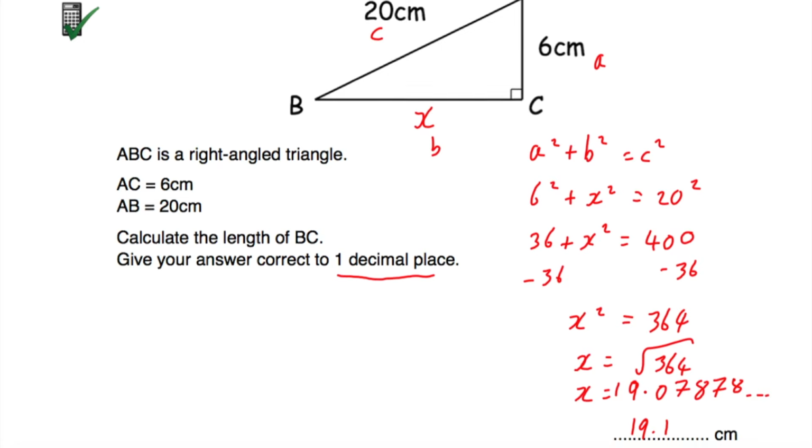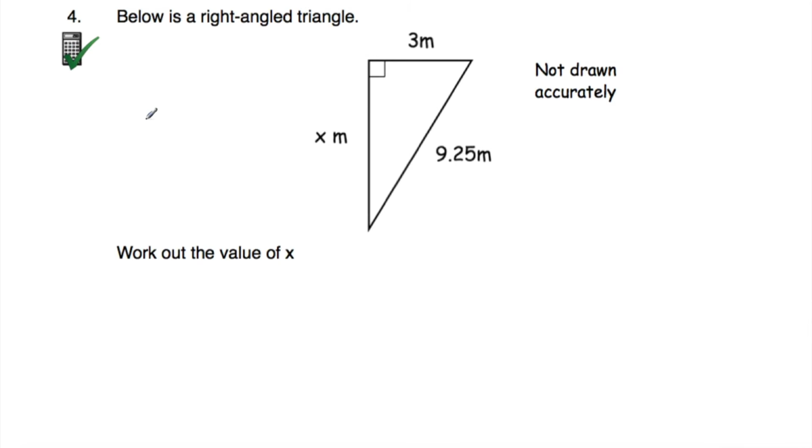And that's it. Okay, let's have a look at our next question, question number 4. We've got this right angle triangle, and we've got the lengths of the sides, 3 meters, 9.25 meters, and x meters. We've been asked to work out the value of x. So we want to find the length of this side of the triangle.